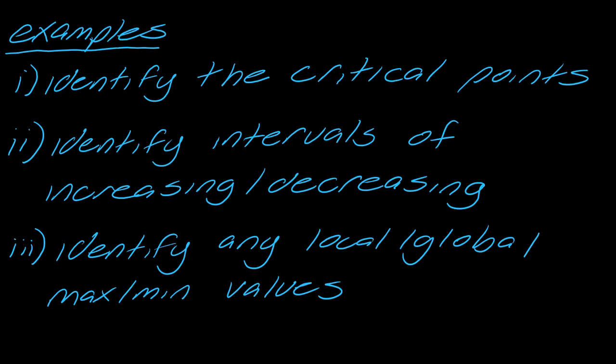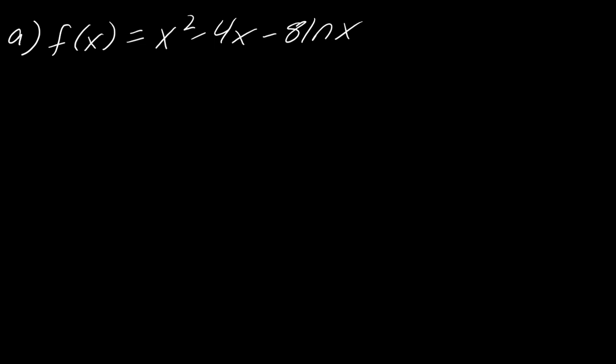All right, so in these examples, we're going to identify the critical points, identify intervals of increasing and decreasing, and identify any local or global max or min values if we can do that as well as we can. So we're going to look at kind of tougher examples in this case. So let's start with f of x equals x squared minus 4x minus 8 times the natural log of x.